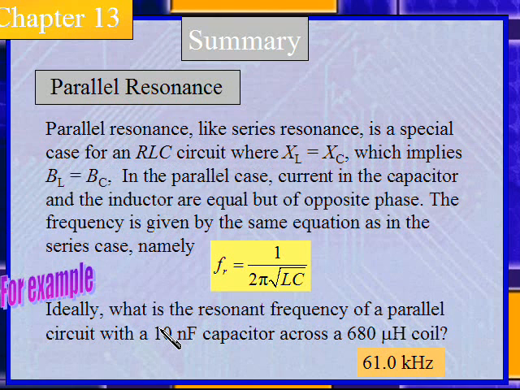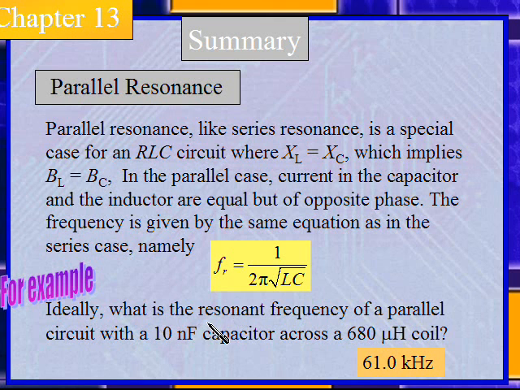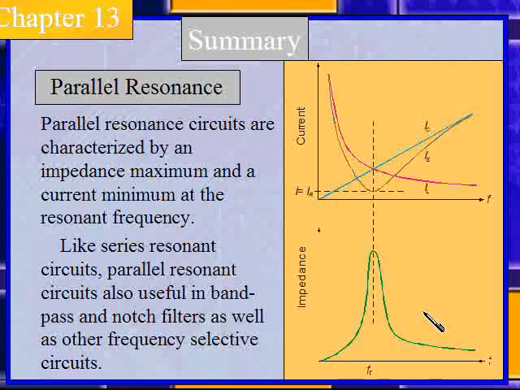Parallel resonance, like series resonance, is a special case for RLC circuits where XL equals XC, which implies the susceptances are equal. In the parallel case, current in the capacitor and the inductor are equal but of opposite phase. The frequency is given by the same equation as in the other example from the previous chapter. It's 1 divided by 2 pi square root L times C. Ideally, what is the resonant frequency of the parallel circuit? With a 10 nanofarad capacitor and 680 microhenry coil, you just plug the numbers in and you'll get 61 kilohertz.